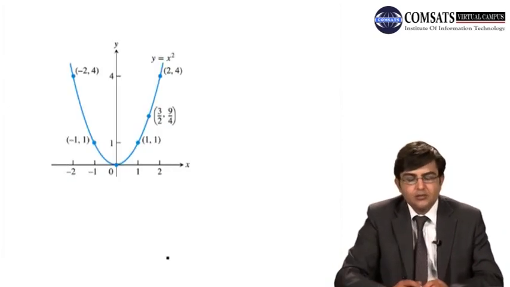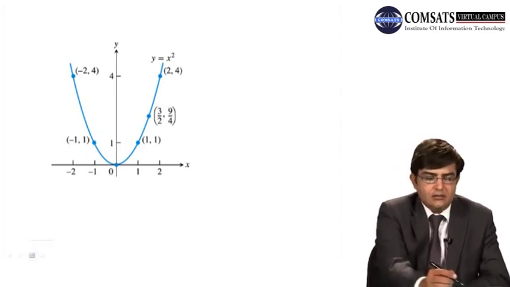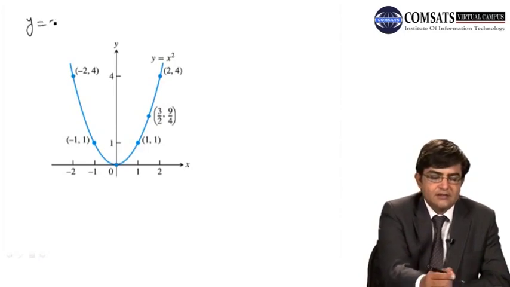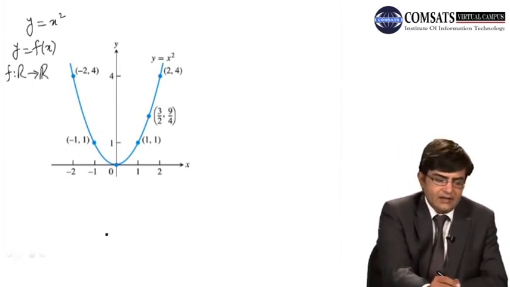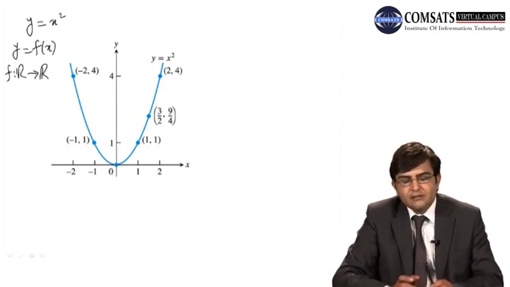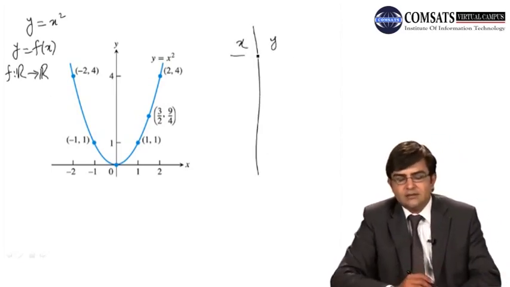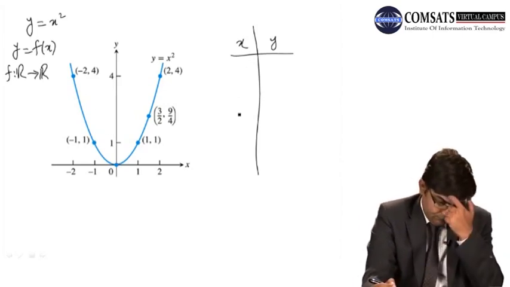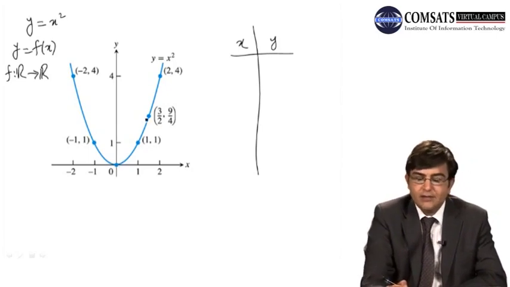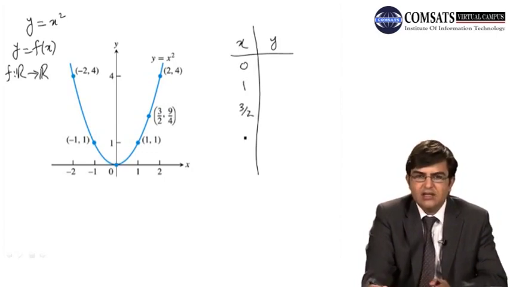The next is how to plot a function, for example y equals x squared. This function y equals f of x, where f is defined from R to R, the set of real numbers. How do we plot it? We choose some arbitrary values of x, as you do in the early classes, just to mark the points on the Cartesian plane. We choose x as 0, 1, 3 by 2 and 2, any.